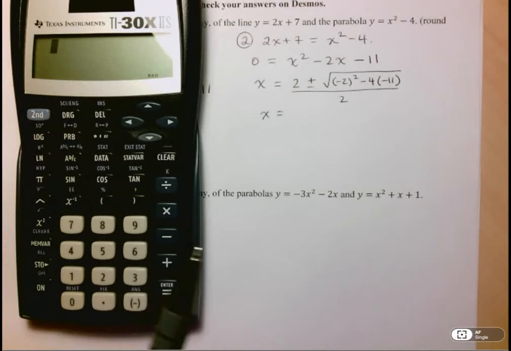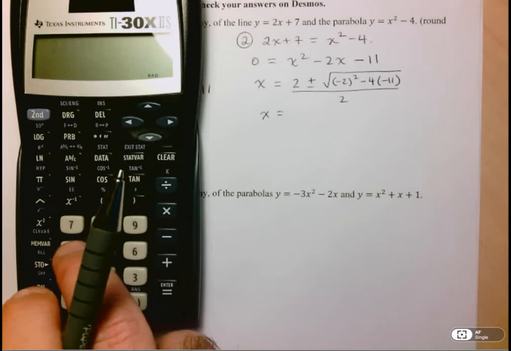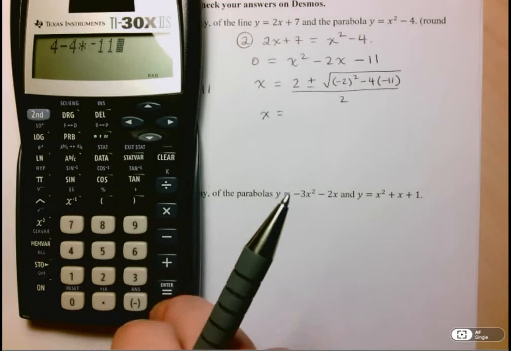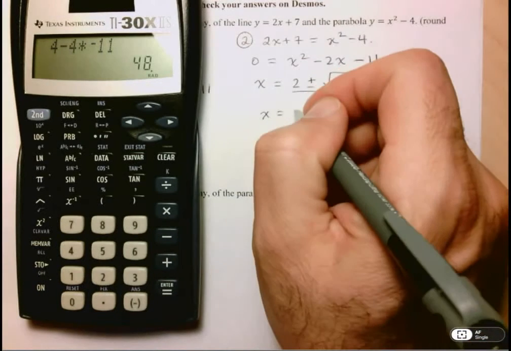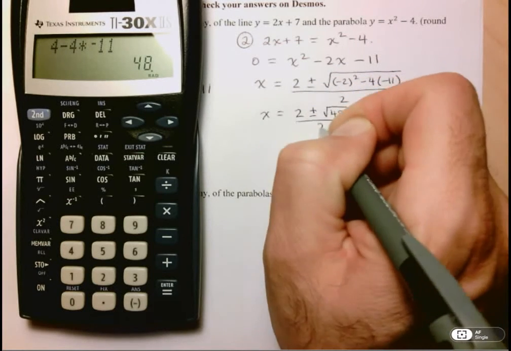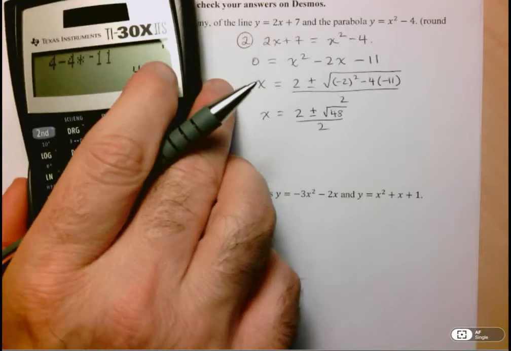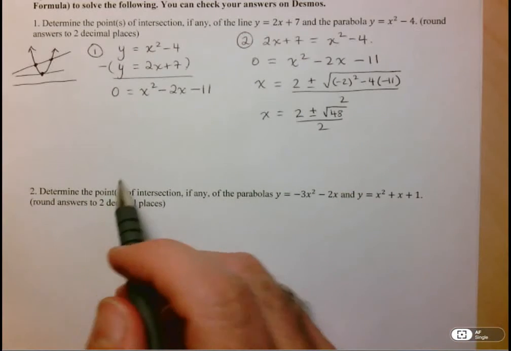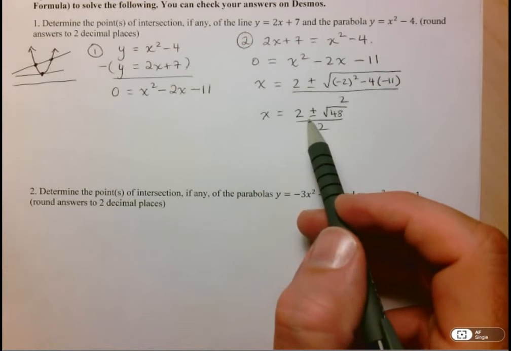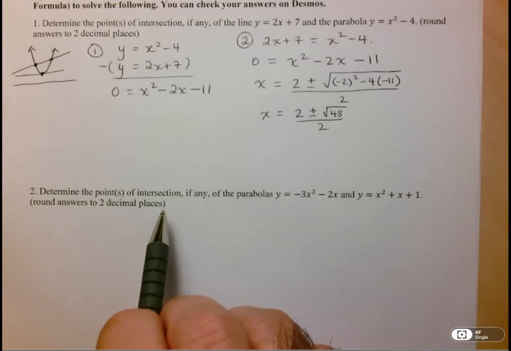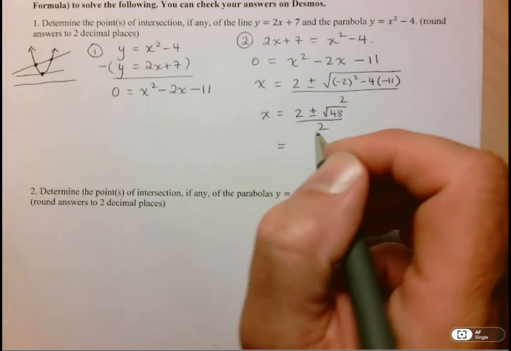But let's calculate that input to the square root. So we've got negative 2 squared, which is just 4, minus 4 times negative 11 gives us 48. So 2 plus or minus the square root of 48 divided by 2. Now in this question, even though it's a straightforward math question, I am asking for it rounded to 2 decimal places. So normally, if I was looking for exact answers, I would expect you to simplify this square root, not to leave it as root 48. But here, we're trying to approximate.